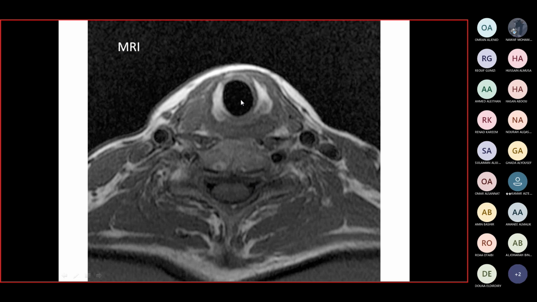What is this structure? Yes, and what is this? What is the structure? The thyroid gland. This thyroid gland is engulfing the trachea.